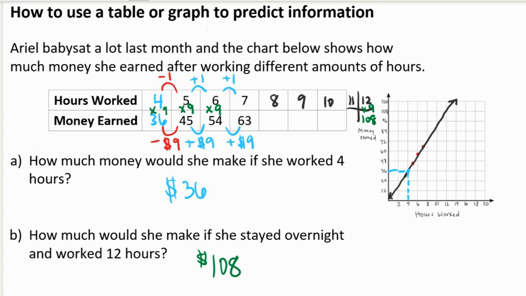Okay, let's see if 12 hours was accurate. So I'm at 12, I go all the way up to the graph, and I can see that she made 108, and that's what we got down here, so that's right. Be careful with the graph though, because if you're graphing by hand, it might not always be super accurate, but it did work out in this one. So you can either use the data in the table or you can use a graph to get your answer.